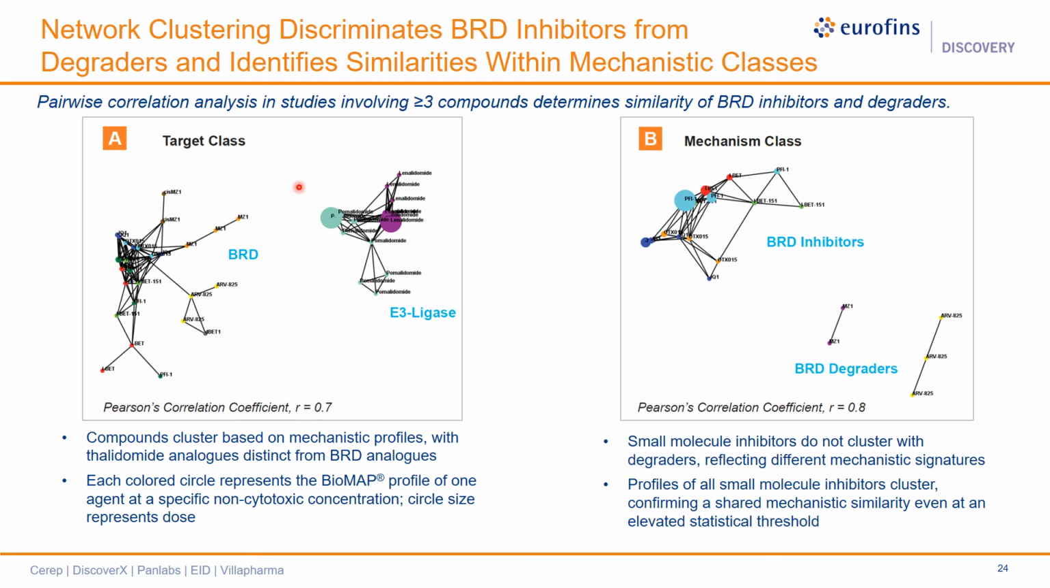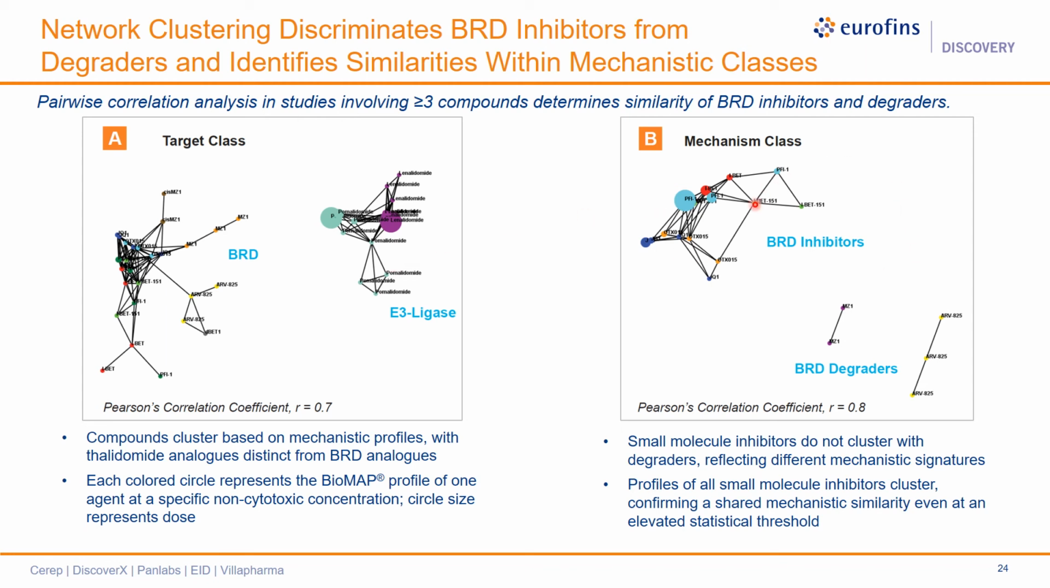Network clustering analysis was used to determine the similarity of all compound profiles at multiple concentrations. Here in panel A, each dot represents a specific compound at a test concentration. Connected dots indicate that their BioMAP profiles are mechanistically similar. We show that molecules targeting the bromodomain proteins, either by small molecule inhibition or by targeted degradation molecules, cluster with themselves, but they do not cluster with their E3 ligase compounds.